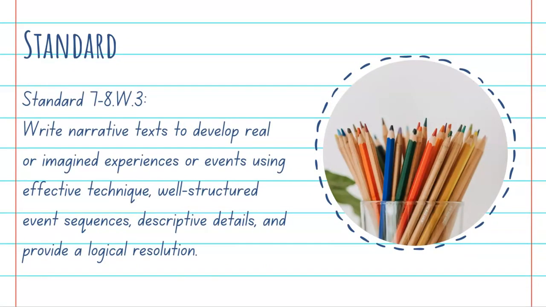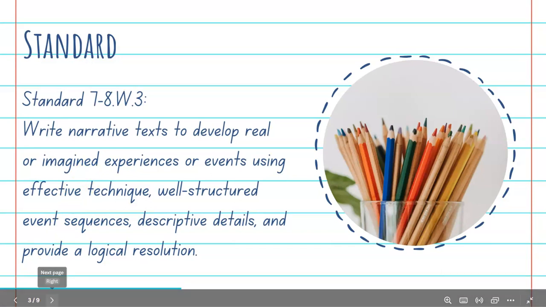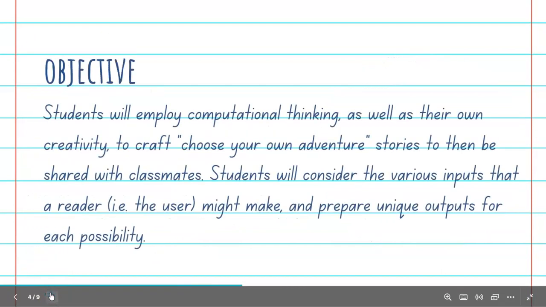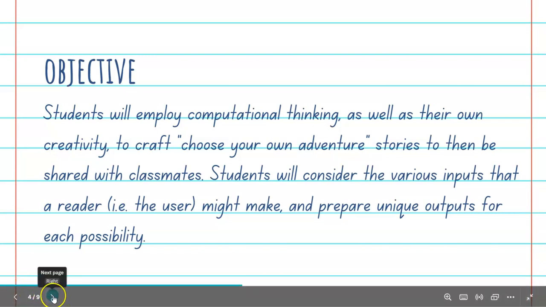So the standard that this lesson would fulfill is standard 7 through 8, writing standard 3. And it is to write narrative text to develop real or imagined experiences or events using effective technique, well-structured event sequences, descriptive details, and a logical resolution. And the objective here is that, as I mentioned, students will employ computational thinking as well as their own creativity to craft choose your own adventure stories to then be shared with their classmates. And like I mentioned before, they'll consider the inputs and design the outputs.